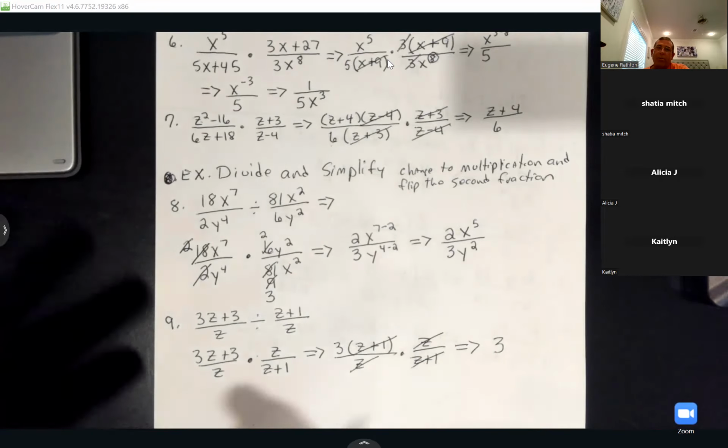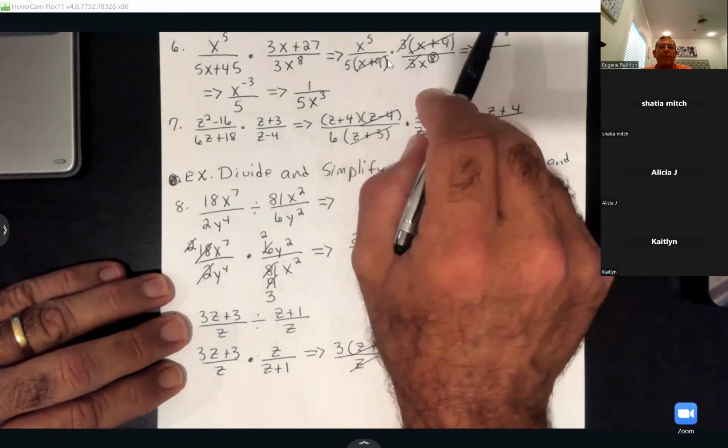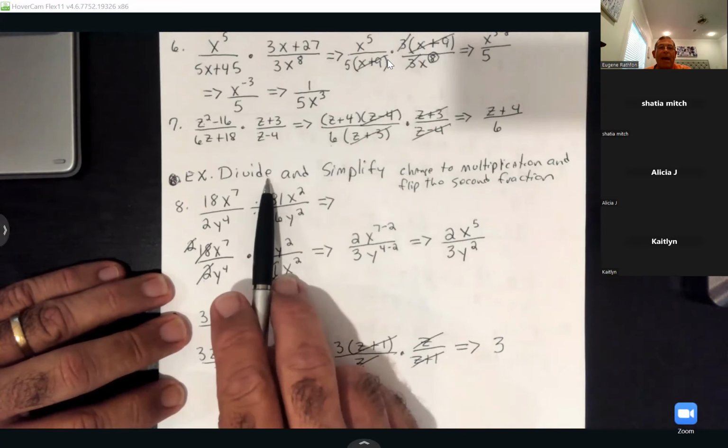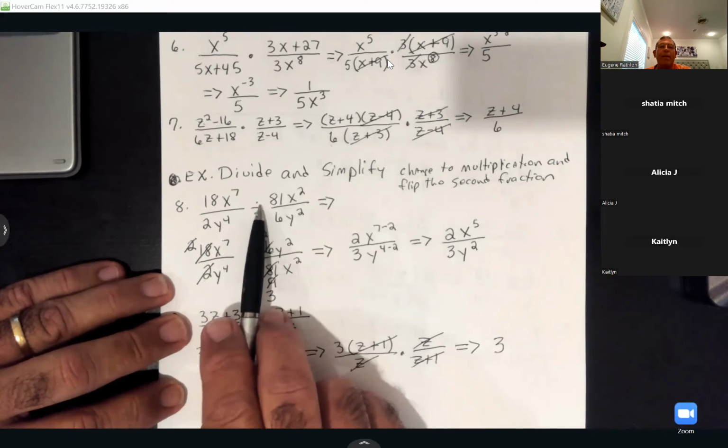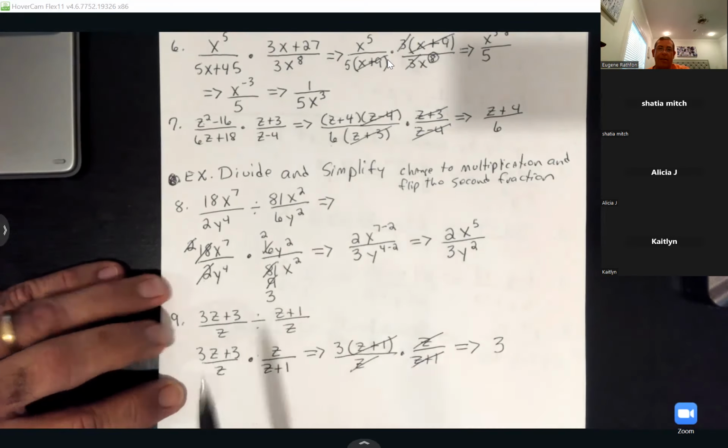So y'all, that's the trick on simplifying. When you multiply, factor everything, and then start canceling your factors. When you divide, turn it into multiplication, flip the second fraction, and then you can start canceling, okay?